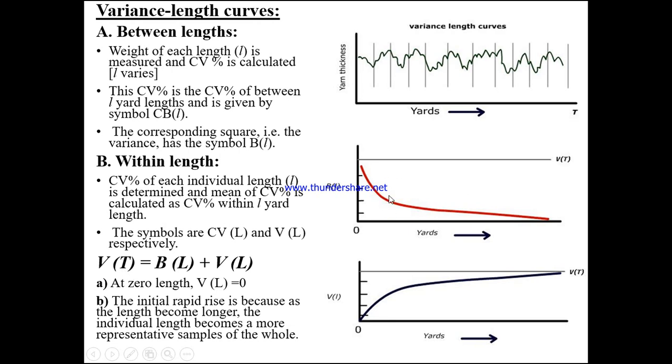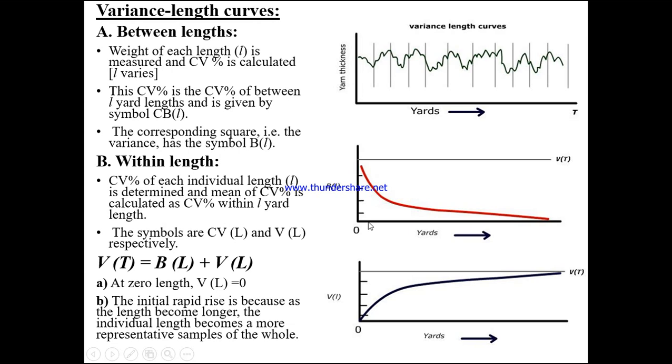Okay, now here you can see this red line curve. Here the yarn length versus BL, that is the between the length, has been plotted. So you will see at the zero length of yarn, the variance between the length will be maximum, but as the cut length of the yarn is increasing, that variation between the length is gradually decreasing.